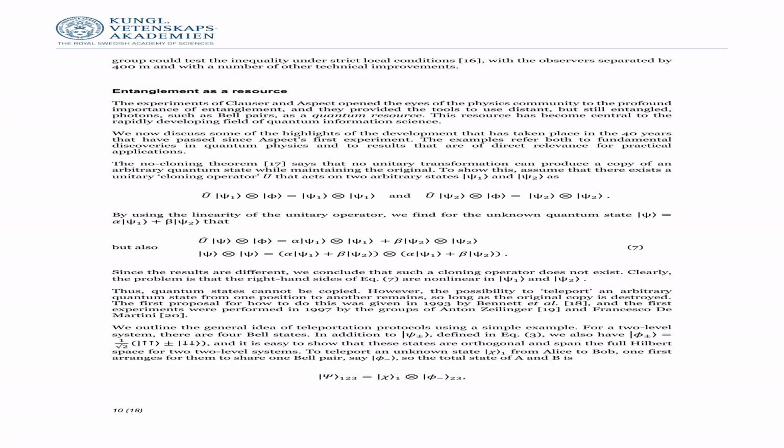For a two-level system, there are 4 Bell states. In addition to |ψ+⟩, defined in equation 3, we also have |φ+⟩ = 1/√2 (|00⟩ + |11⟩), and it is easy to show that these states are orthogonal and span the full Hilbert space for two two-level systems. To teleport an unknown state |ψ⟩1 from Alice to Bob, one first arranges for them to share one Bell pair, say |φ−⟩, so the total state of A and B is |Ψ⟩123 = |ψ⟩1 ⊗ |φ−⟩23.